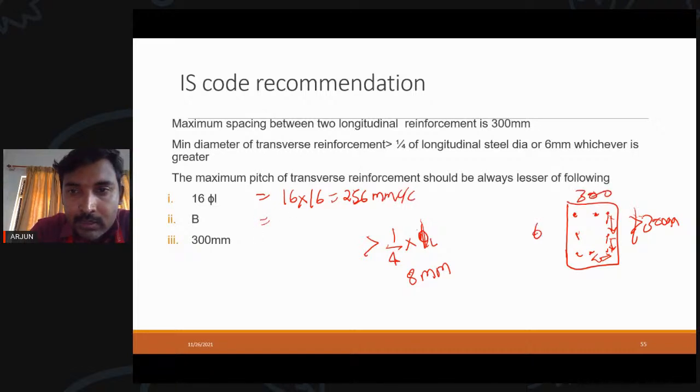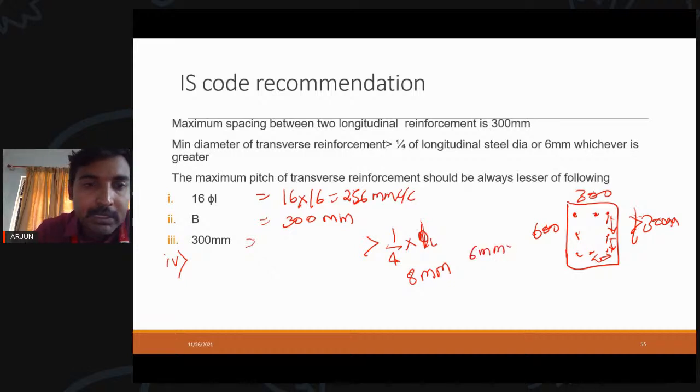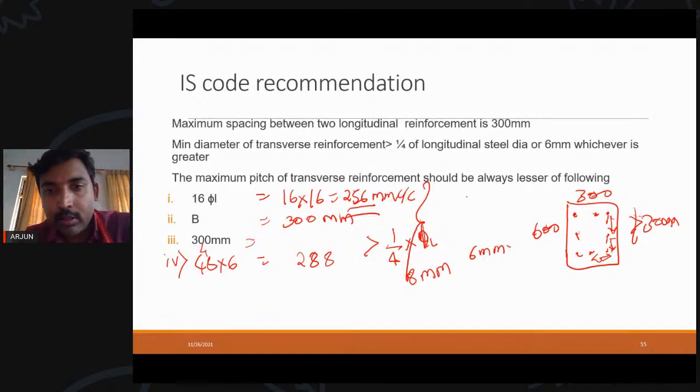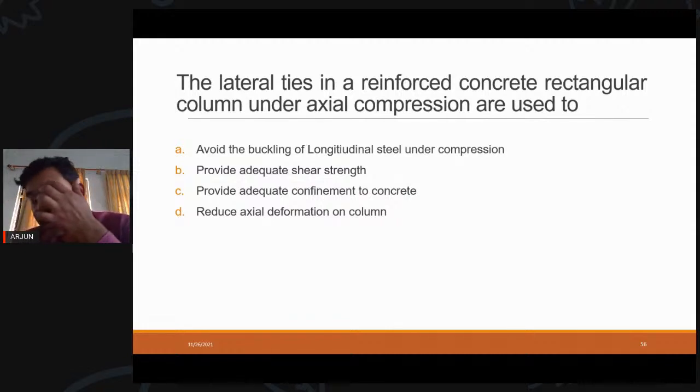If it is a 300 by 600 mm column, the least lateral dimension is 300 mm, and again 300 mm. If you are using 16 mm diameter bars, the minimum lateral ties will be 6 mm, or you can consider 48 into 6. So out of these four values, whichever is minimum should be considered as the pitch value. Here in this case, it is 256 mm center to center. Generally, we will round it off to a lower value in multiples of 5 or 10, so we will provide 250 mm center to center in such a case. These are some of the recommendations provided by the IS code.